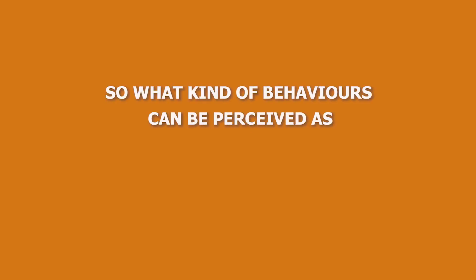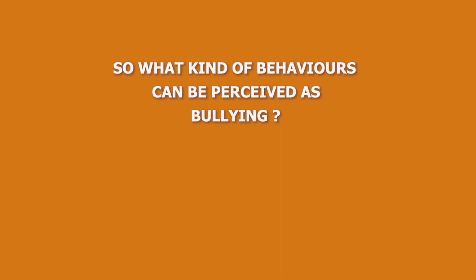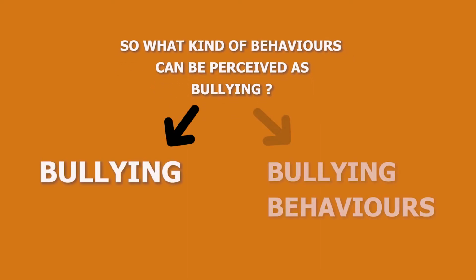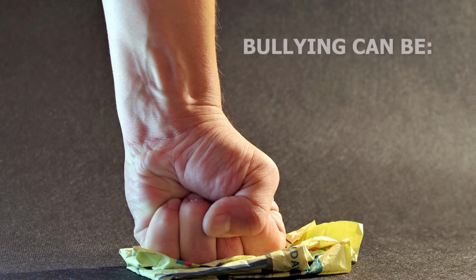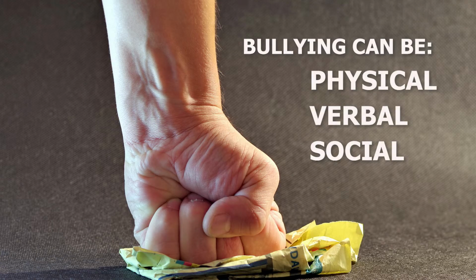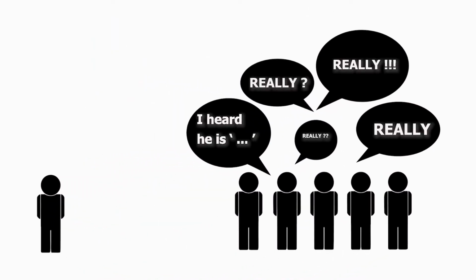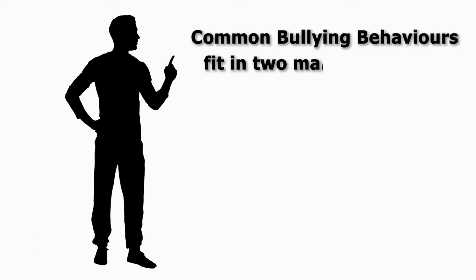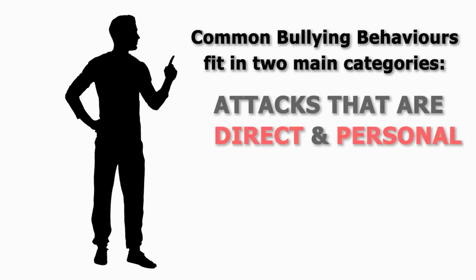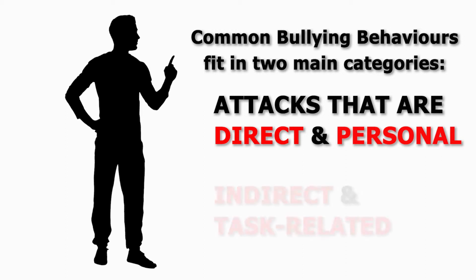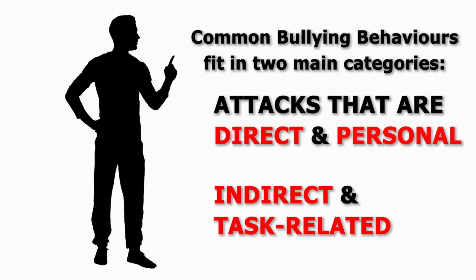What kind of behaviours can be perceived as bullying? There are different types of bullying and types of bullying behaviours. Bullying can be physical, verbal or social, such as excluding someone from a peer group or spreading rumours. Common bullying behaviours fit into two main categories: attacks that are direct and personal, or indirect and task related.